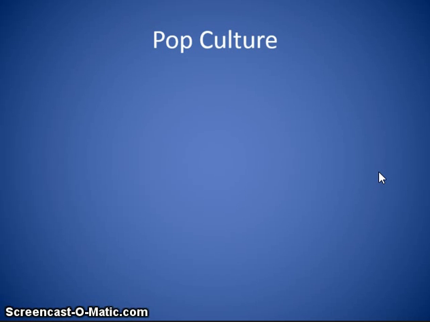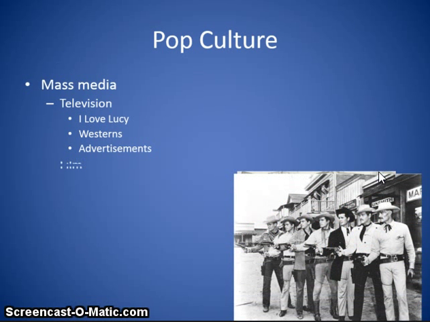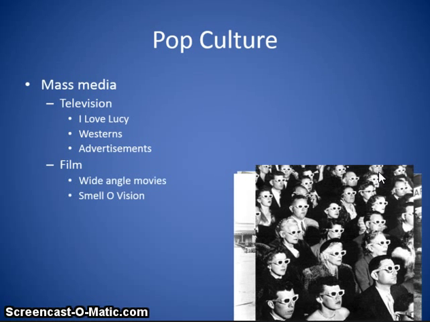The last thing you're going to have is pop culture. You're going to have mass media, right? Television becomes a big deal now. TV shows, I Love Lucy, westerns, advertisements, commercials, those are big hits now. Film, right? Wide angle movies. You have Smell-O-Vision all of a sudden.